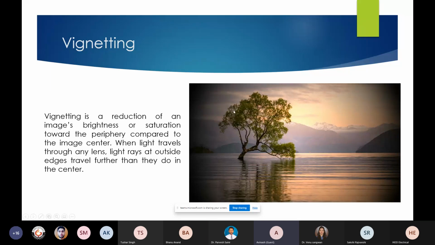One way to rectify this problem is to capture a white image where you can see the clear vignetting and apply some gains in the ISP to get rid of most of its effect.